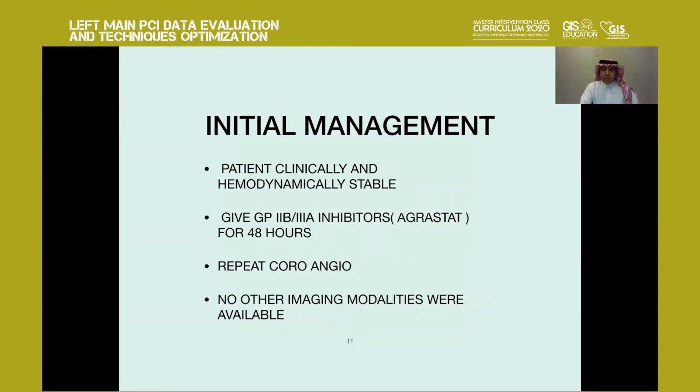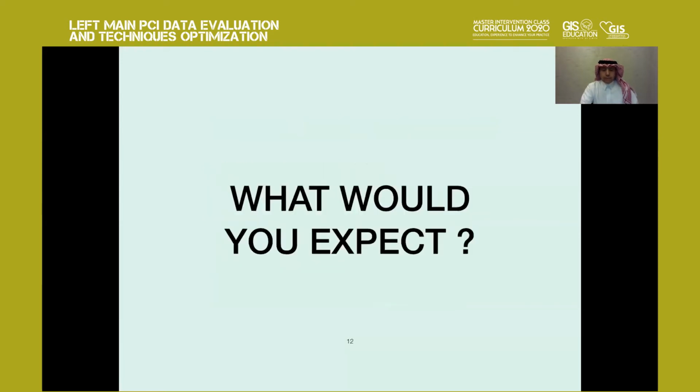So my initial management was, since the patient is clinically and hemodynamically stable, I thought to use the glycoprotein 2B3 inhibitors for at least 48 hours. So I put him on Aggrastat. And my plan, of course, was to repeat the angio and see if there is any resolution of that thrombus. Unfortunately, there are no other imaging modalities available. And the question, of course, what would you expect now?